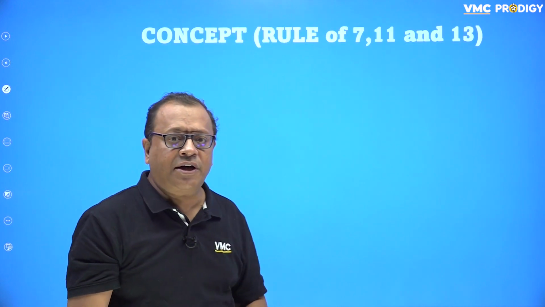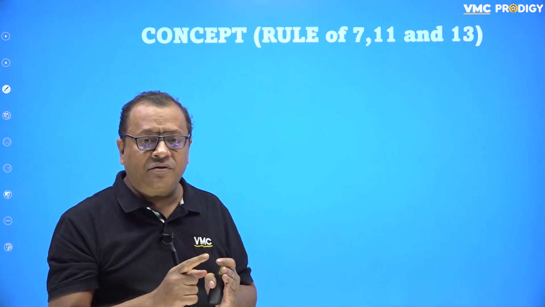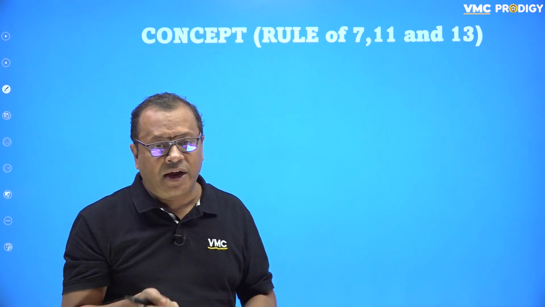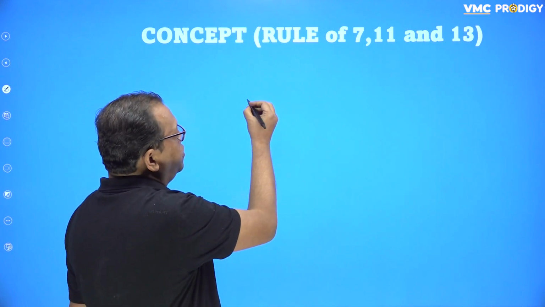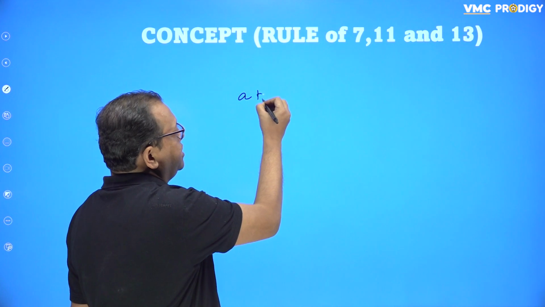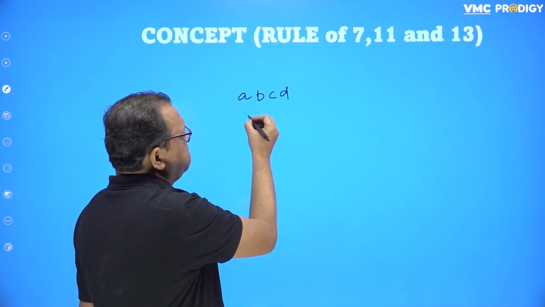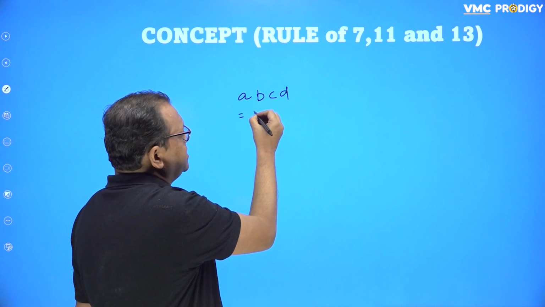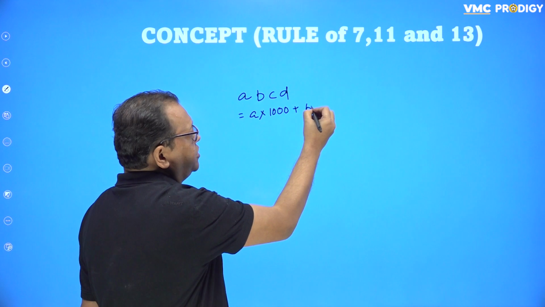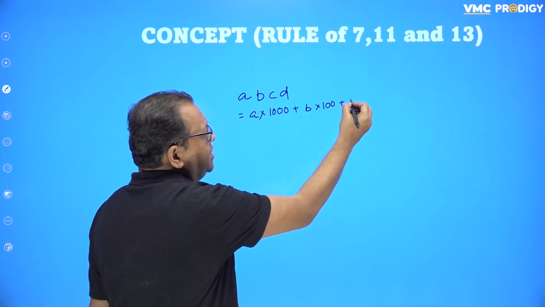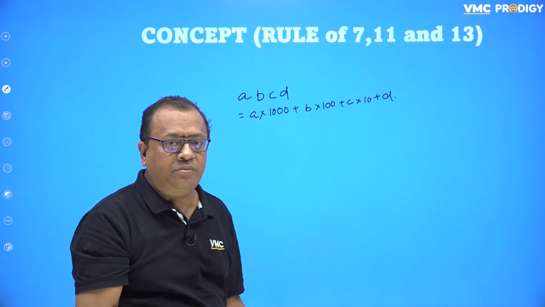What is the condition that a number is divisible by 7, 11 and 13? Now 7, 11, 13 have a combined rule. Before that, let's look at the rule of 11 first. If I take a 4-digit number, say A, B, C, D, I can write this number as A into 1000 plus B into 100 plus C into 10 plus D. Right? Can we write this number like this?